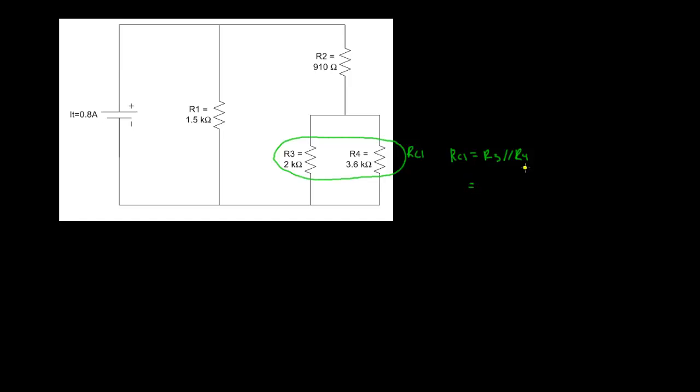Solving for this, we get 1 over R3 plus 1 over R4. So this equals 2000 inverse plus 3600 inverse, and we have to invert the total there. So solving for RC1, we get a value of 1285.714 ohms.